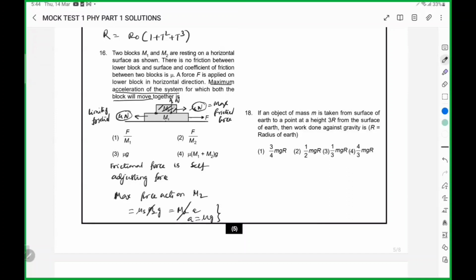If the applied force still increases, then the frictional force on M2 will not increase. This mu N will not increase. Here, the net force on M1 increases. M1 and M2 move separately.